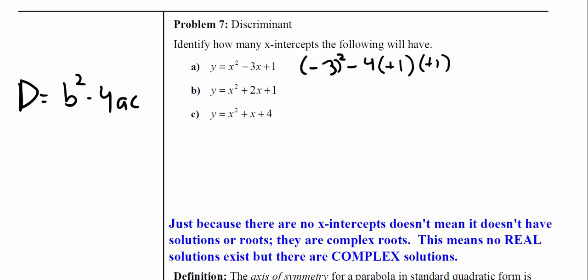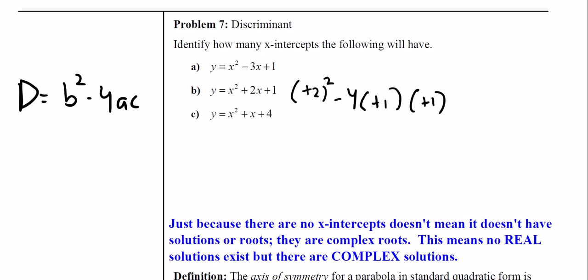So here's the discriminant for part A. And if we follow order of operations and simplify, we get 9 minus 4, which is a positive 5. So if it's a positive 5, that means that A has two x-intercepts. We don't know the value or the location of those x-intercepts. We're just identifying how many x-intercepts it has. So if the question simply asks you how many x-intercepts a quadratic has, then do the discriminant and it'll let you know. Here's b. We get 4 minus 4, and that's equal to 0. That means it's a double repeated root, which means it only has one x-intercept.